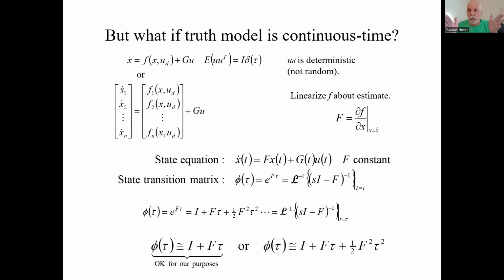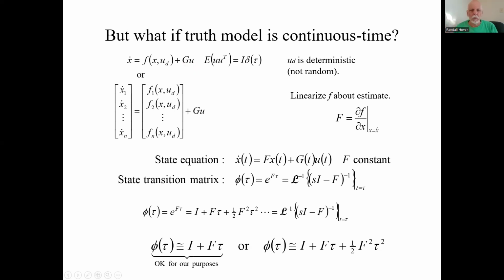That was if your truth model was discrete time. What if it's continuous time? Which is going to be probably more usual for us. Then we have to do linearization and discretization at the same time. We have to do both of them. So here's our new state equation, our process equation. It's the time derivative, the differential equation, nonlinear. At least this part's nonlinear. I'm going to limit myself to the input noise being this linear relationship.